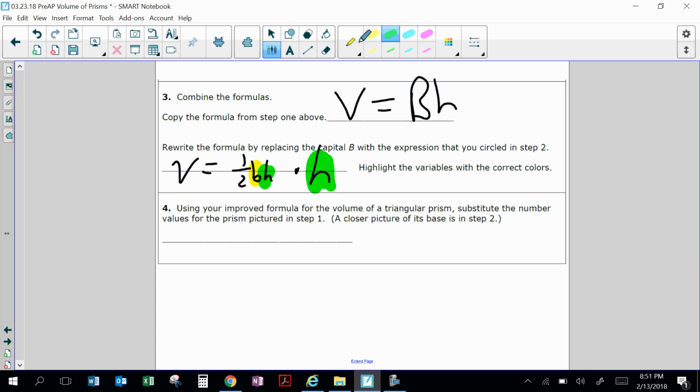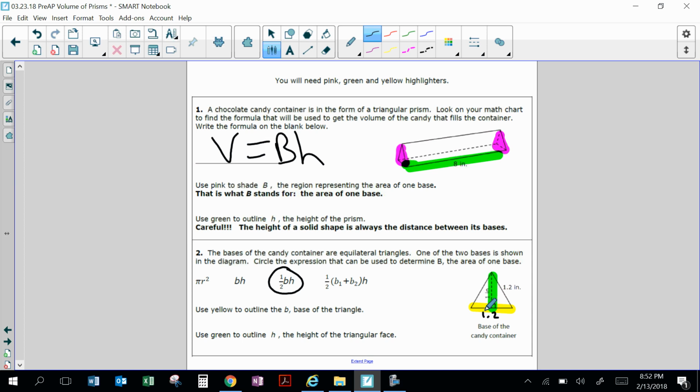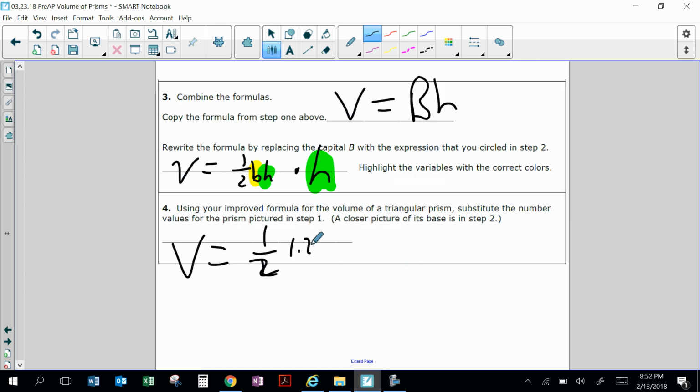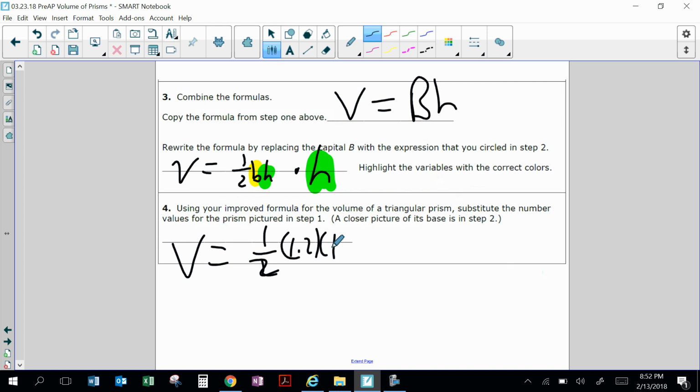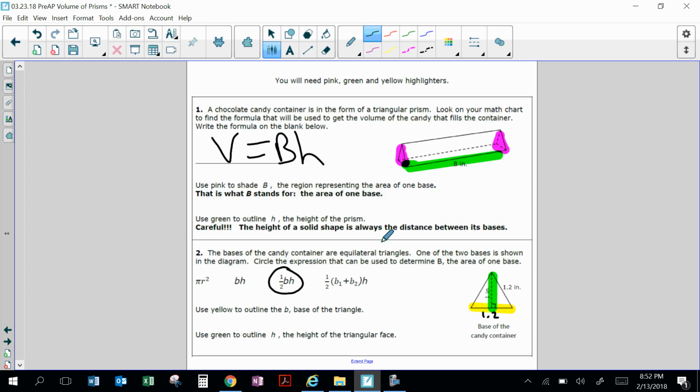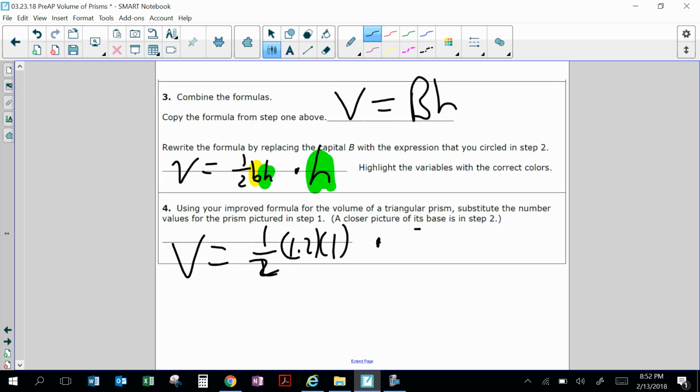step 1. So let's substitute V equal half. So what is the base of this triangle? 1.2. What is the height of this triangle? 1 times. What's the height of the prism? 8. So what's half of 1.2? Let's see if we do that. Half of 12 is 6. So it's 0.6 times 8.